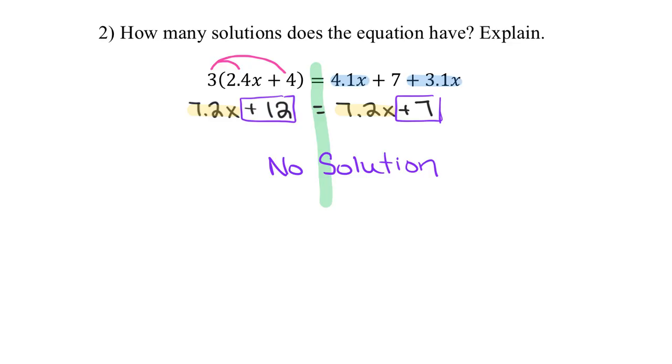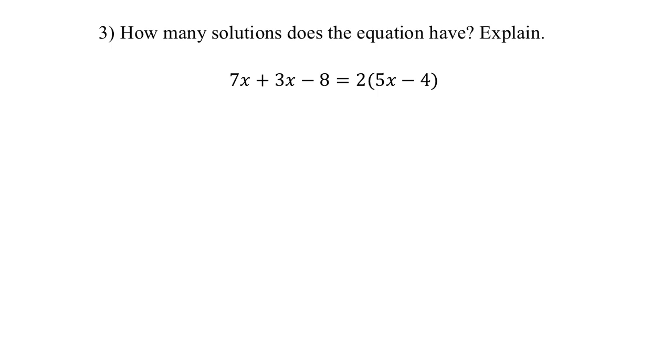Any questions? We good so far? Okay. Let's try this one. We have 7x plus 3x minus 8 equals 2 times 5x minus 4. Huh? Ooh, Jason's already got us an answer. He says infinite solutions. Let's prove him right or wrong. Let's see what he's got.